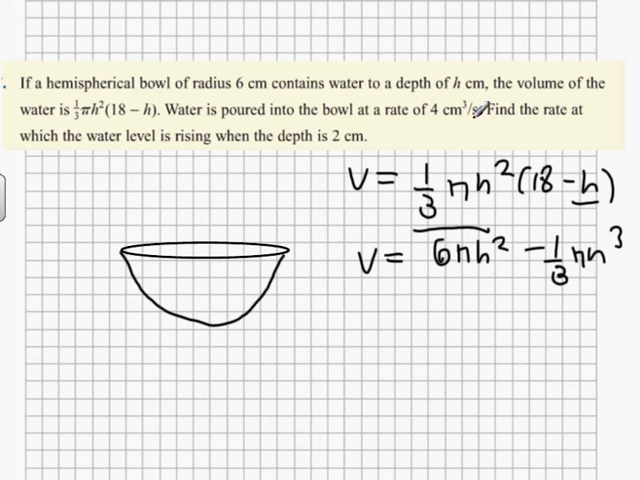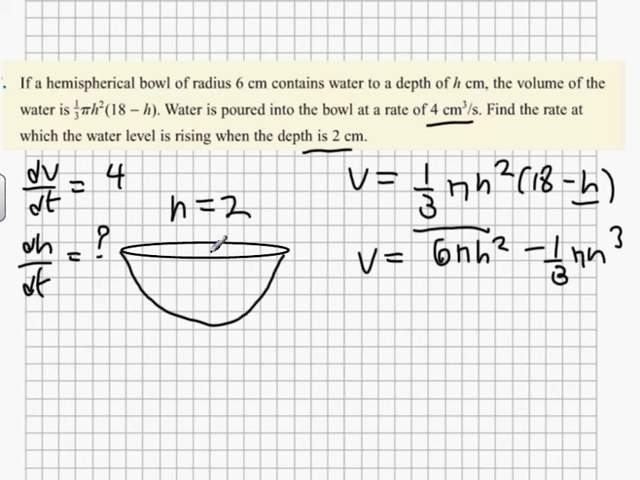Water is poured into the ball at the rate of 18 centimeters per second. So water is poured, that's a volume change. So dV dt is equal to 4. Find the rate at which the water level is rising. We want to find out what dh dt is when the depth is 2. So h equals 2. There's our accumulated information.